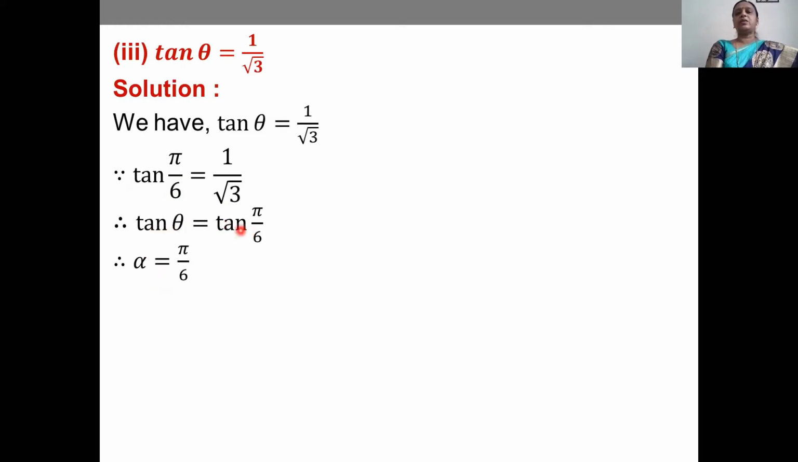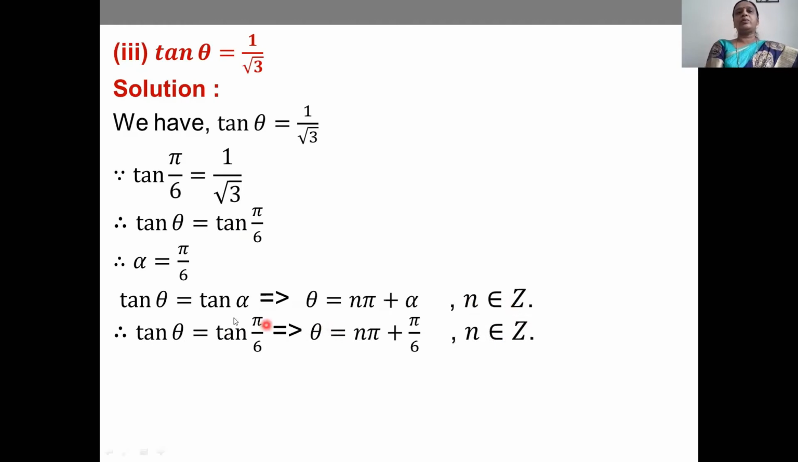If the equation is of the type tan theta is equal to tan alpha, then this equation implies that the general solution will be theta is equal to n pi plus alpha, where n belongs to Z. In this equation, you keep the value of alpha as pi by 6. Therefore, tan theta is equal to tan pi by 6 implies that the general solution will be theta is equal to n pi plus pi by 6, where n belongs to Z.